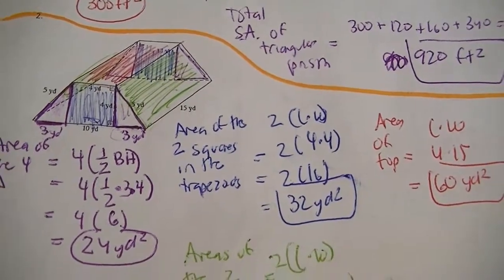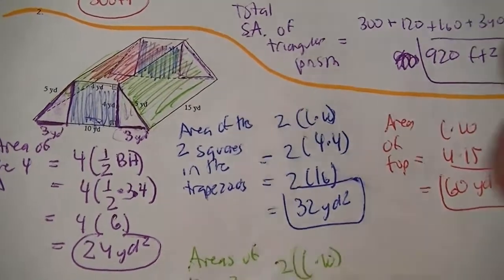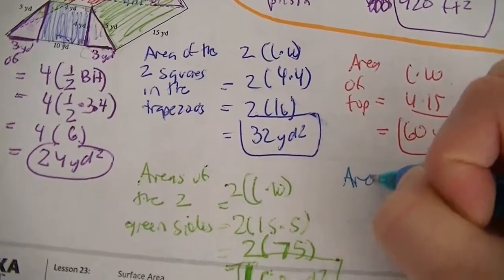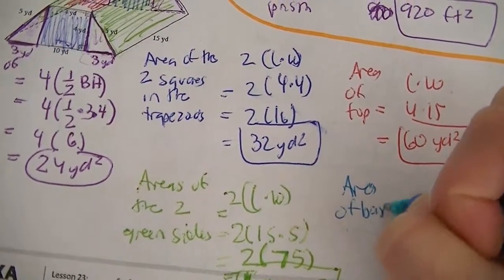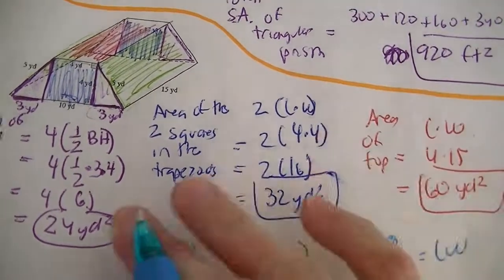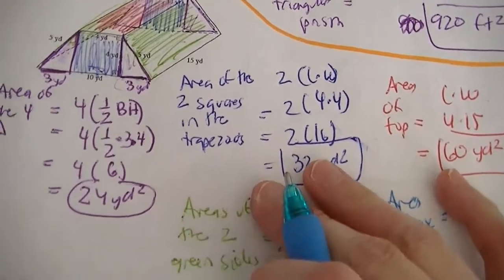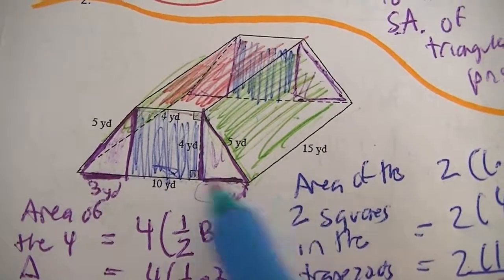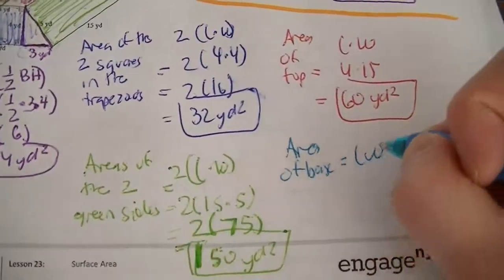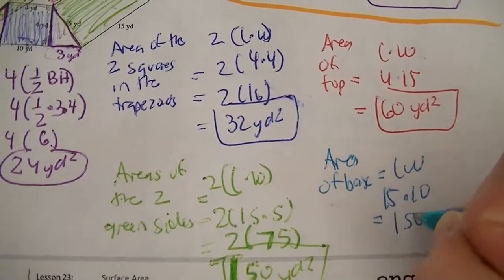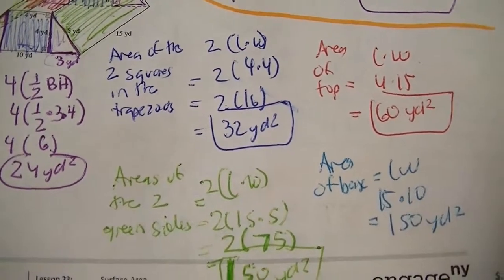Alright, last but not least is that base. Okay, that base down there, and it's a rectangular base. This is area of base, okay? Again, it's length times width. We're not going to multiply by 2 because there's not a second side that's congruent to it. So it's 15 by, that whole thing right there is 10. And that gives us 150 yards squared, okay?